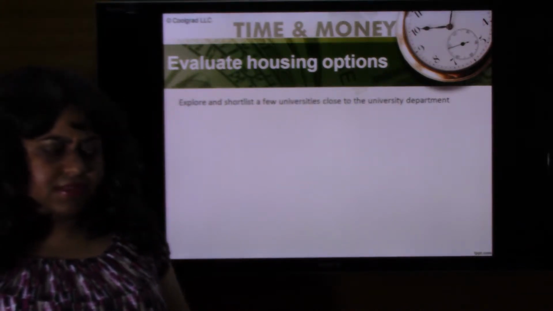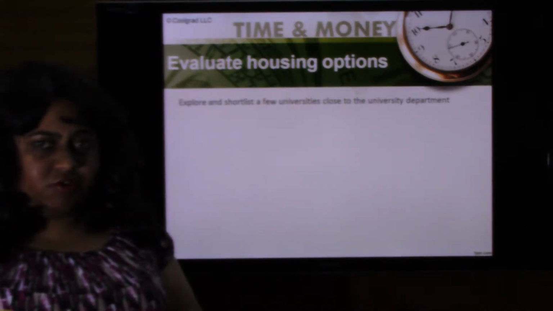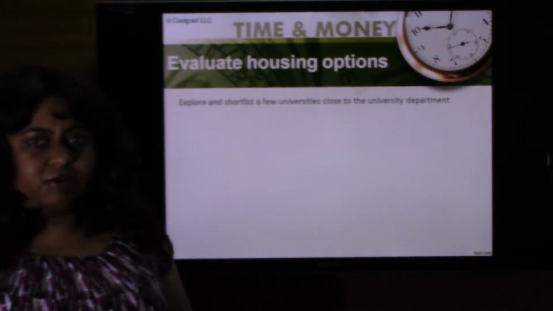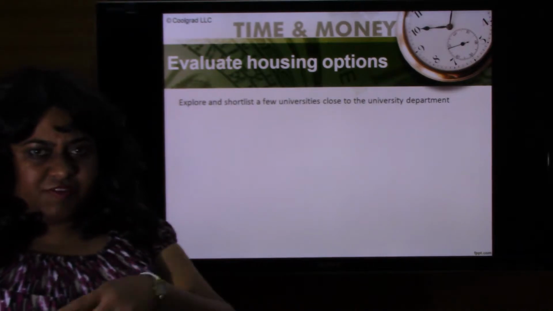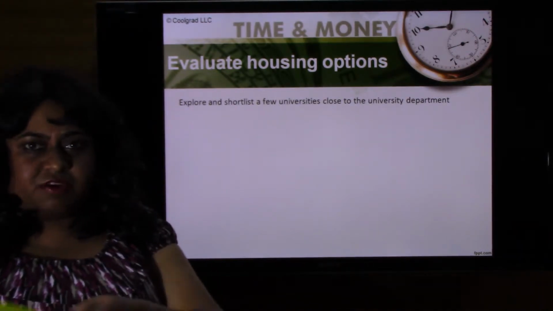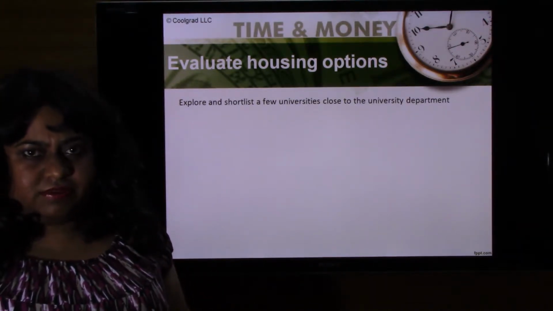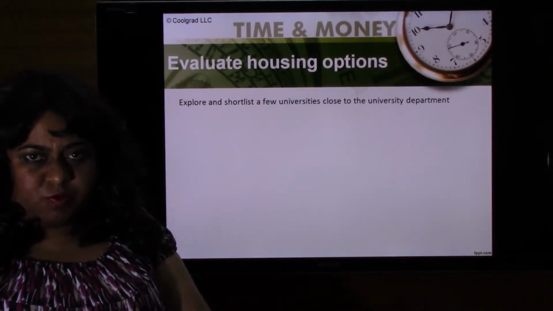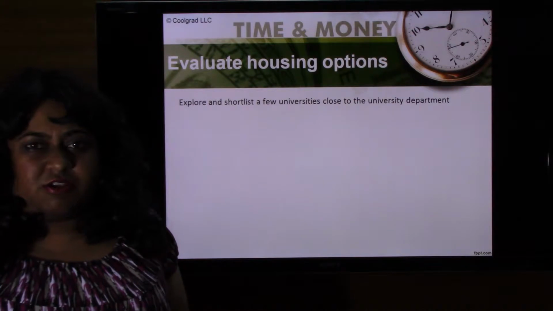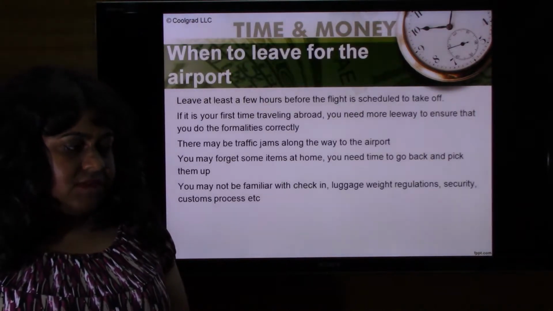Evaluate housing options. So explore and shortlist a few options close to the university department. It's not just important that you're close to the university campus, but sometimes campuses are really huge, acres of campus. So you have to be close to the particular department, which might be at one end of the campus. Otherwise you spend a lot of time shuttling around.